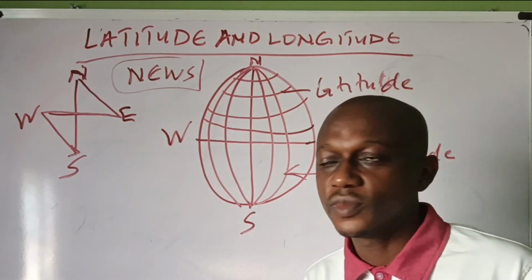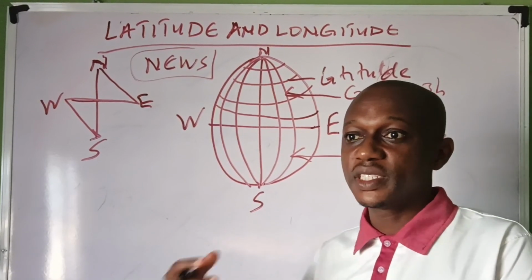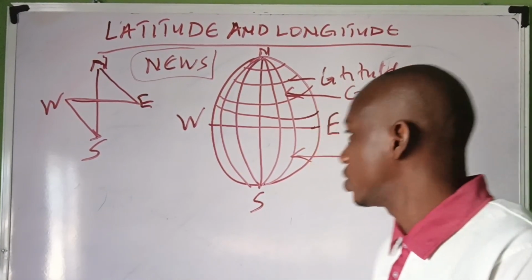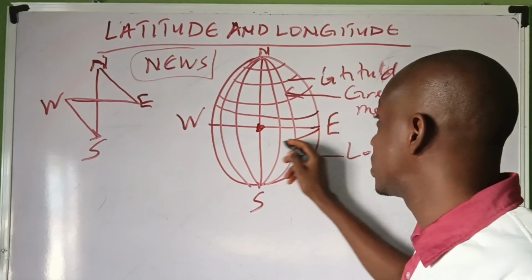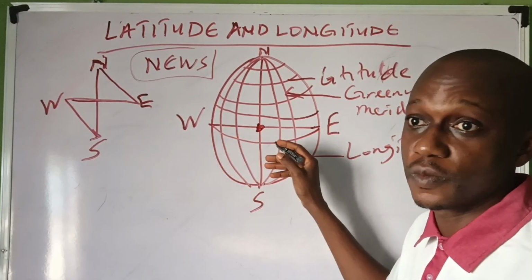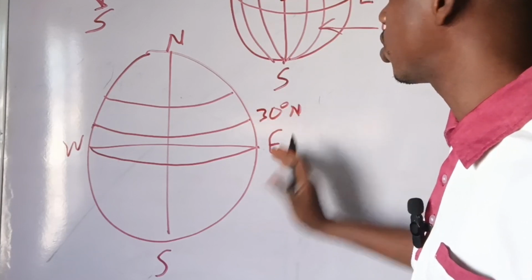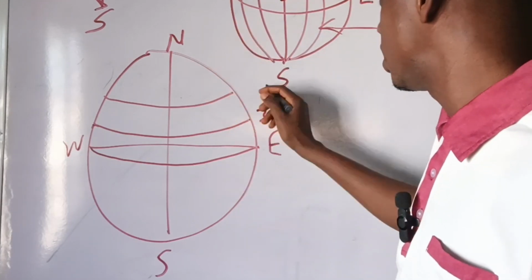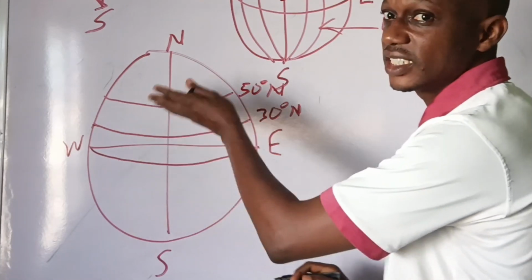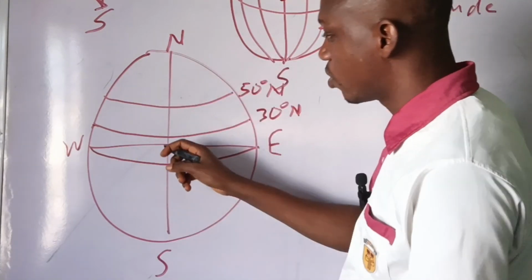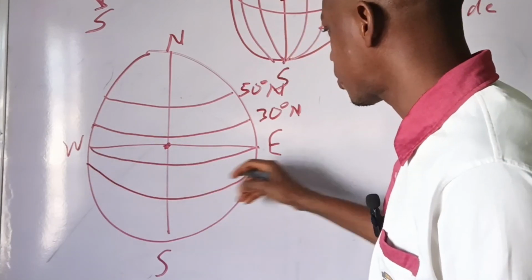Now in terms of latitude and longitude, we can be taking the distance from the equator. This center is the equator, so anything that forms in this center is also called the equator. Let's say, for example, this is 30 degrees. We call it north because it's going towards the north. This one will be like 50 degrees. As it increases, it's going farther away from the equator.